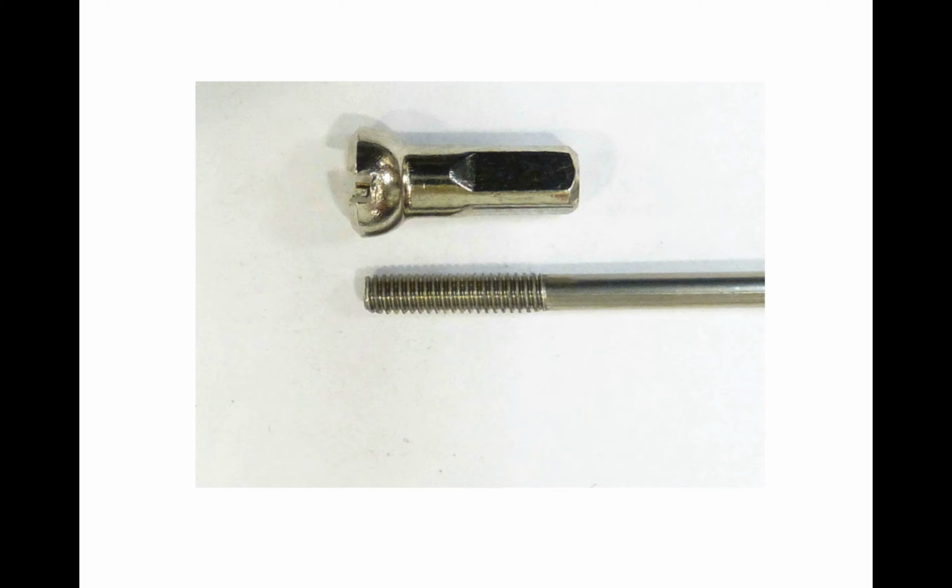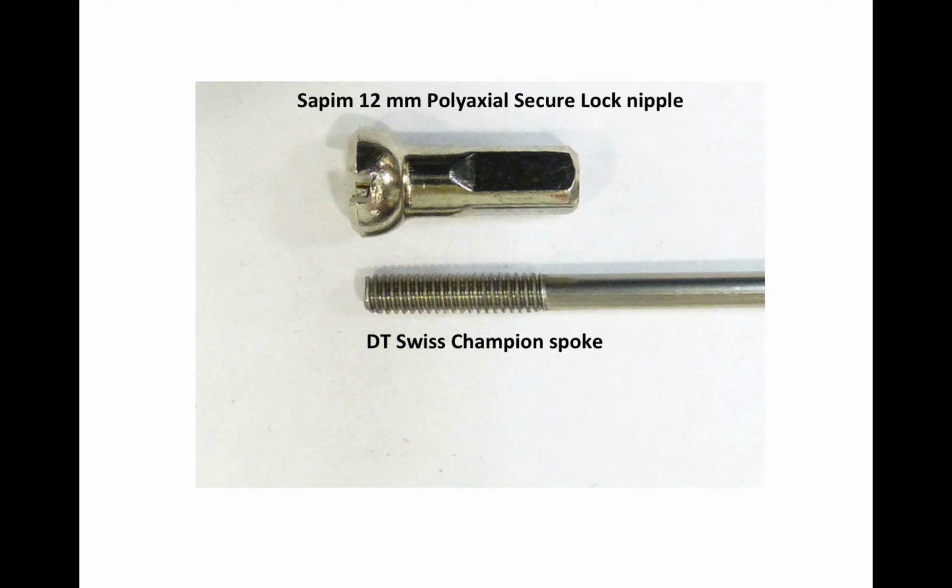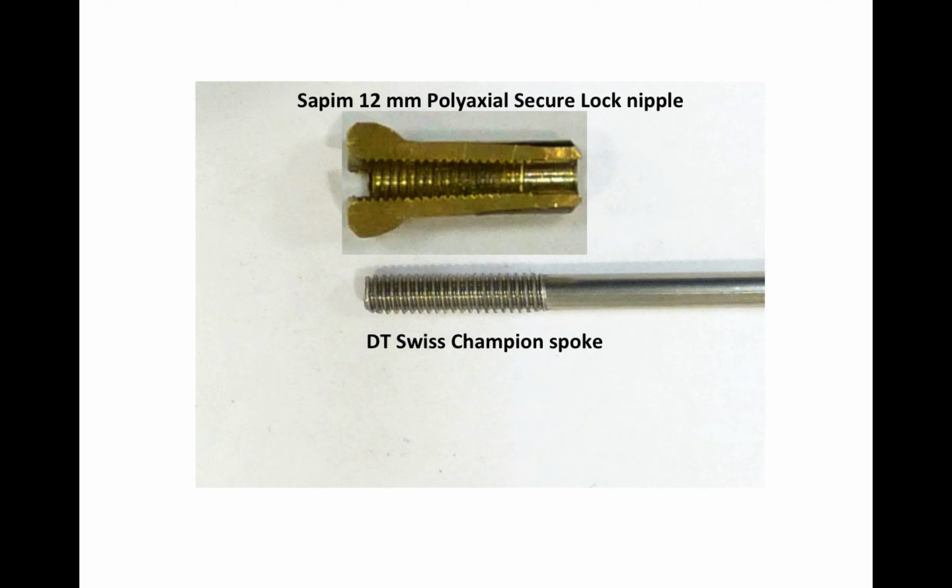Now we're going to look at some very detailed close-ups of nipple and thread engagement, but we're going to look at the nipple in cross-section so we can see everything clearly. As an example, here is a DT Swiss Champion spoke and a Supreme 12mm polyaxial secure lock nipple. And let's look at this nipple in cross-section. There it is.